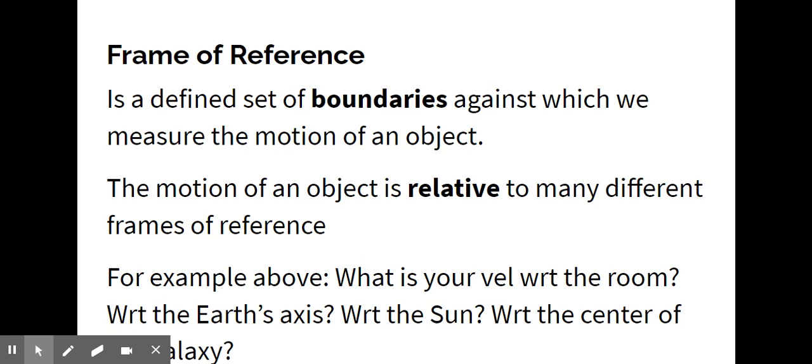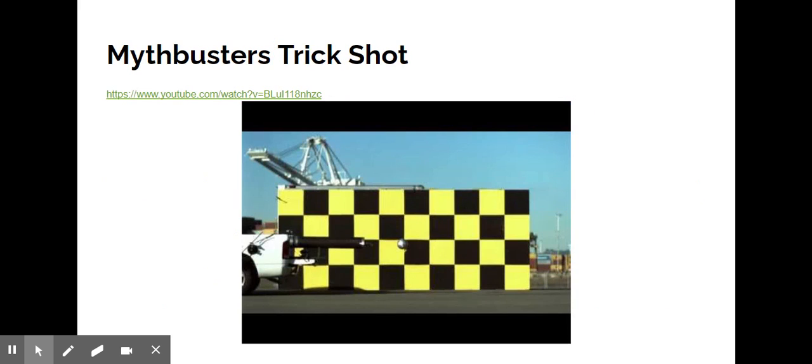With respect to Earth's axis, Earth is rotating about 1100 kilometers per hour, so you're moving 1100 kilometers per hour. With respect to the sun, 108,000 kilometers per hour. And with respect to the center of the Milky Way galaxy, 720,000 kilometers per hour. So again, you need a reference frame in order to really say how an object is moving, what its motion is.